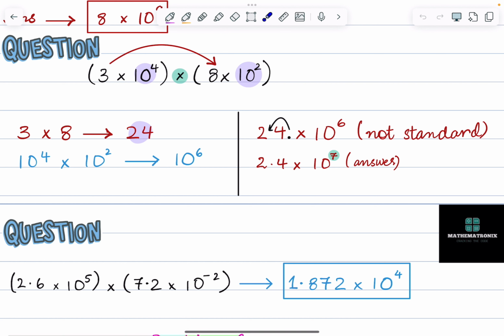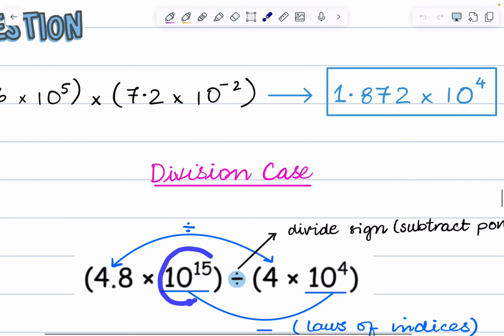ठीक है. The only difference is वहाँ laws of indices इस तरह से apply होती हैं कि look, if bases are the same, bases same है और division का sign है तो laws of indices, if you remember, it asked us to subtract the powers. Remember? So you're going to divide the whole numbers. जो भी answer आएगा, if it's not in standard form, remember you have to convert it. वो आपको आता है किस तरह से. And then what you do is you subtract the powers.